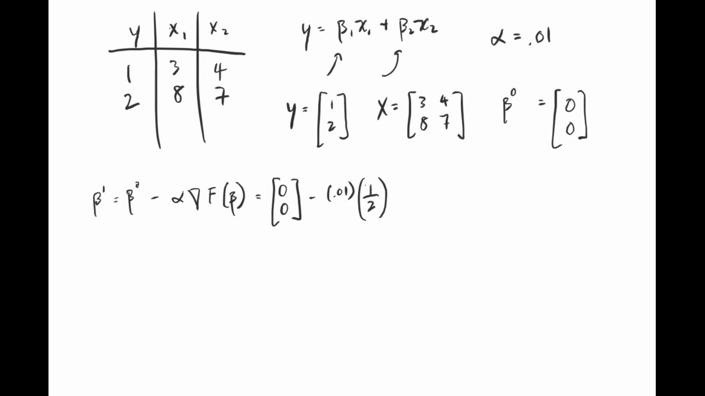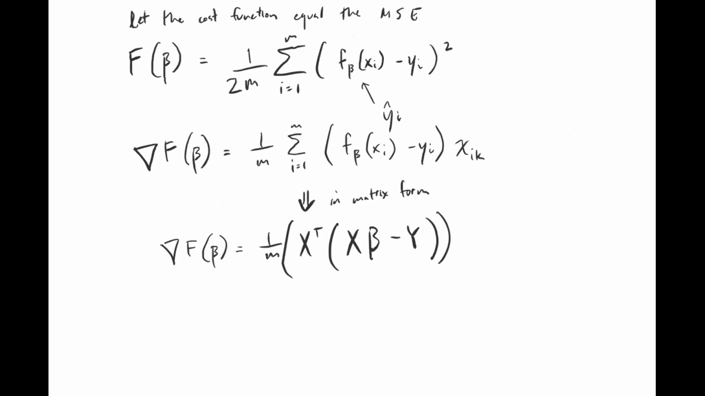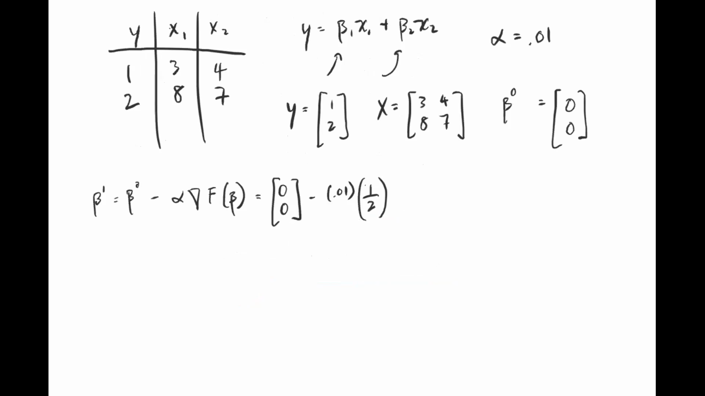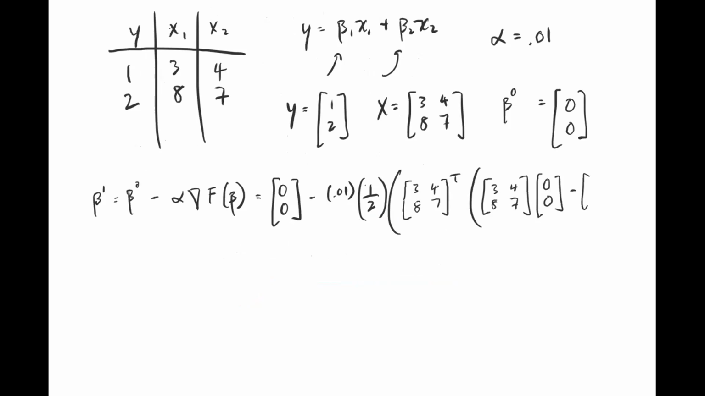Let me jump back for a moment. So we're now essentially plugging this part in. And the first one is that you have this 1 over m. We have two rows, right? Two data points. And so it's going to be 1 over 2. And then you've got this X transpose times X beta minus, X beta minus y. So hop on back over here. We'll now have our transpose matrix, 3, 8, 4, 7, T times 3, 4, 8, 7, times 0, 0, minus 1, 2.